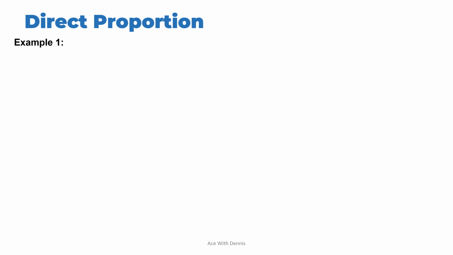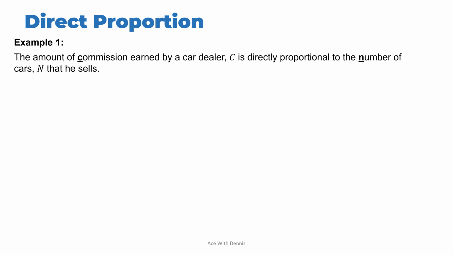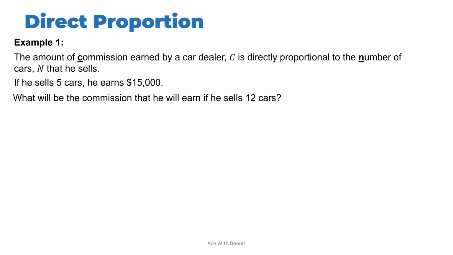Let's look at example 1. The amount of commission earned by a car dealer, C, is directly proportional to the number of cars, N, that he sells. If he sells 5 cars, he earns $15,000. What will be the commission that he will earn if he sells 12 cars?